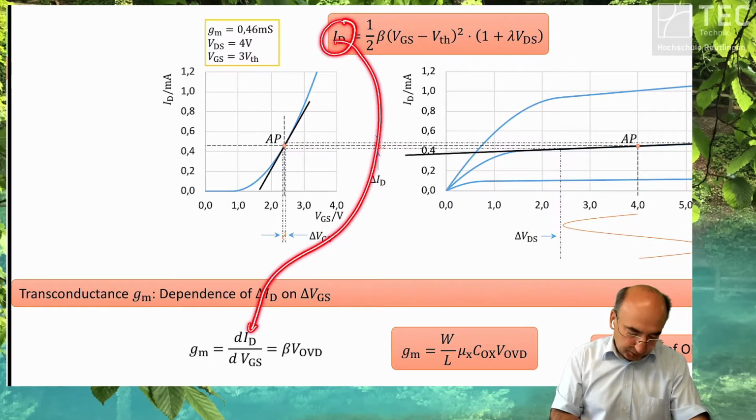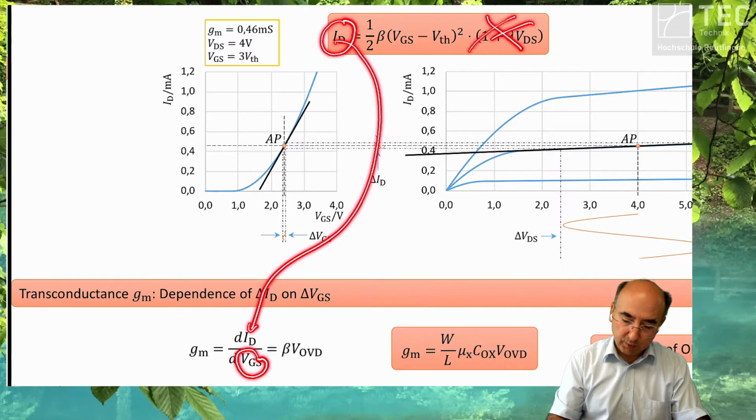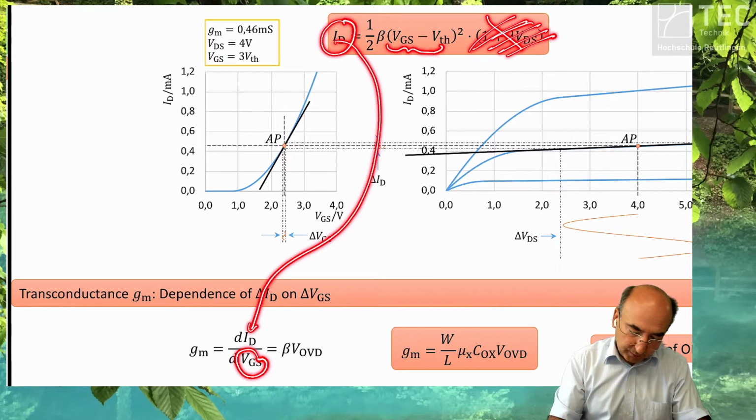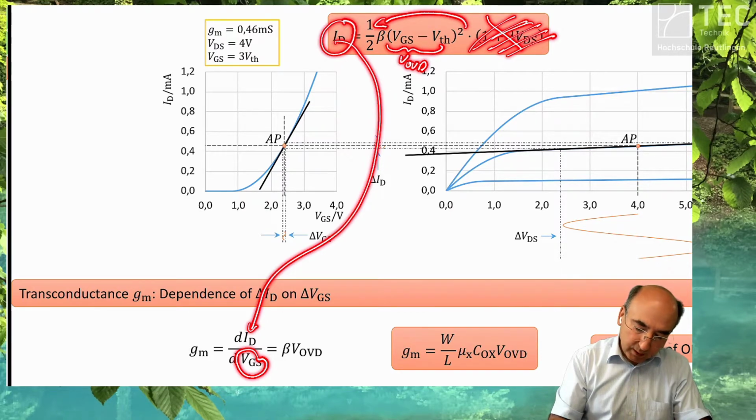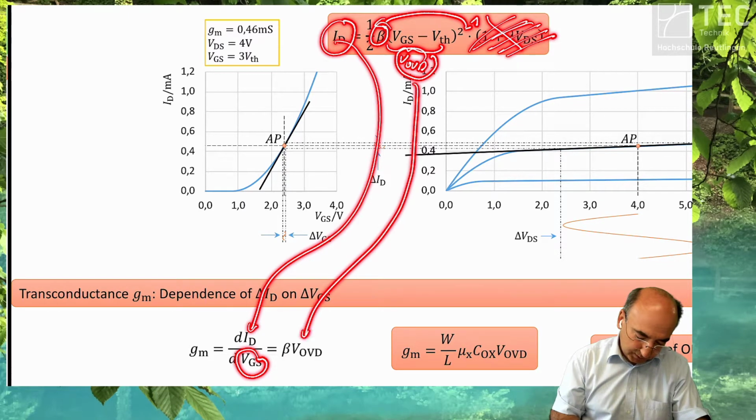We derive this equation by VGS, and we get, forget about this, so you don't take this into account. You get the overdrive voltage, V overdrive. The first derivative, the 2 gets to this area, you get 2 to the power of -1. And this means beta times V overdrive. So the first derivative is beta times V overdrive.